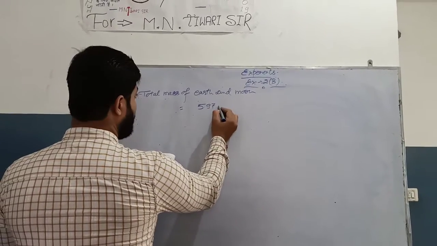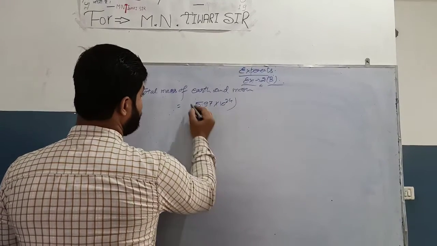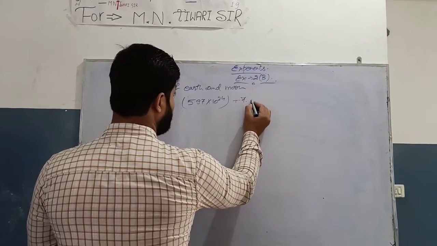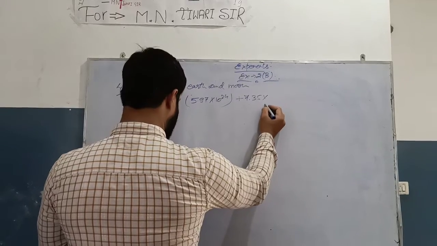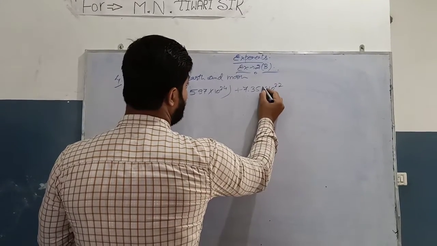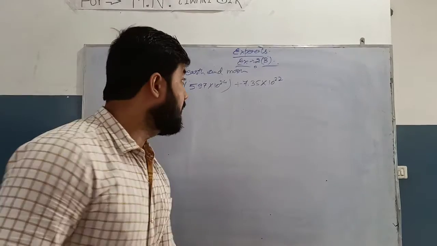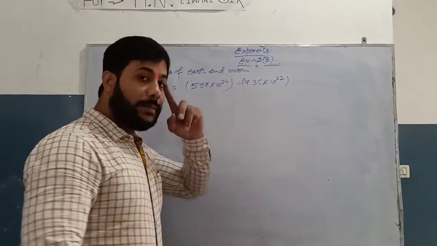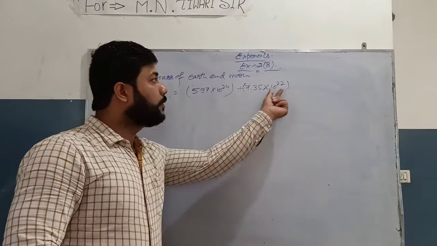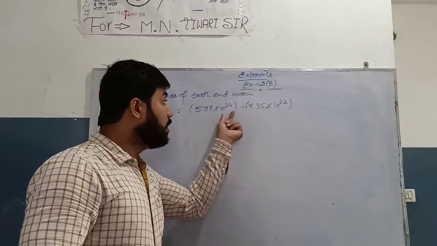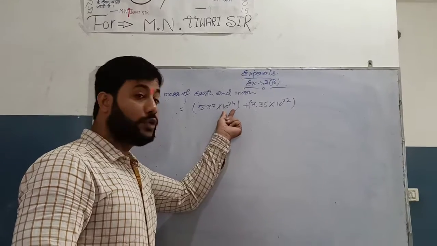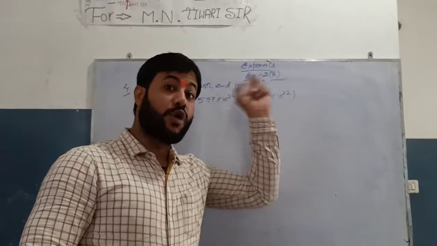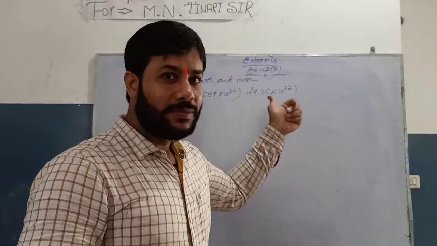5.97 into 10 to the power 24 plus 7.35 into 10 to the power 22. Now we have to add these two. Before adding them, we have to keep in mind that we have 10 to the power 24 and 10 to the power 22. Once we change it to 10 to the power 22, both sides will be 10 to the power 22. So we can take them common and simply add them to make it easy.